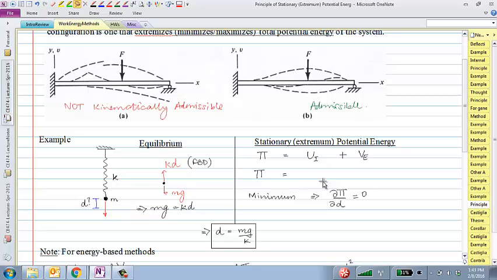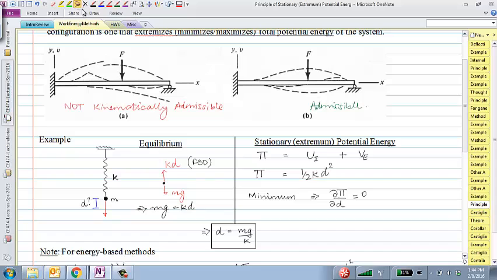Internal energy stored in a spring, if I give it a displacement delta, right? Force is equal to k times delta, and long back we had derived it as half times k delta square, right? Half k delta square is the energy stored in the spring.